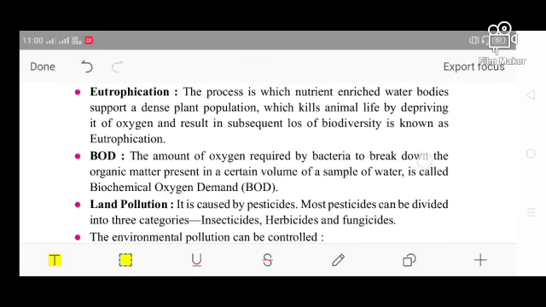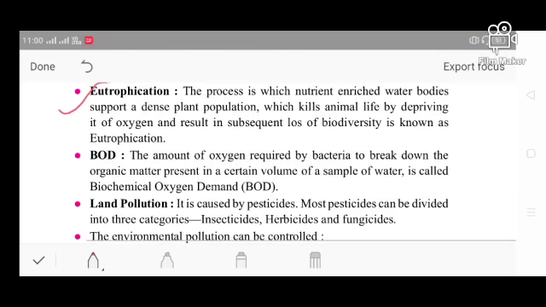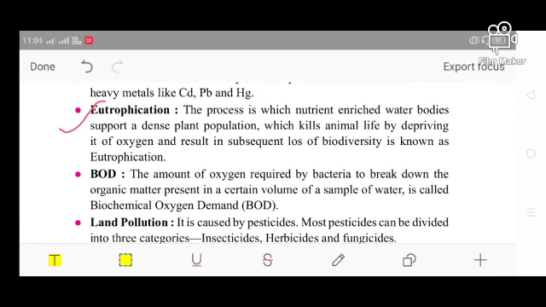Okay, generally things. After that, the eutrophication, very important. It is a very important term for the different competitive examinations also. What is eutrophication? Eutrophication is a process in which nutrient enriches the water body and supports dense plant populations, which kills the animal life by depriving it of oxygen, as a result of subsequent loss of biodiversity, known as eutrophication.